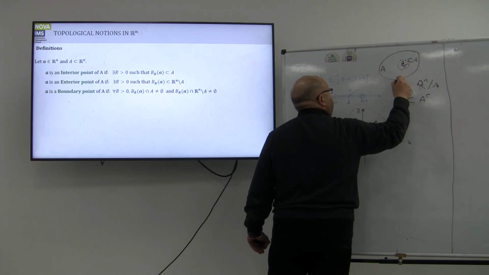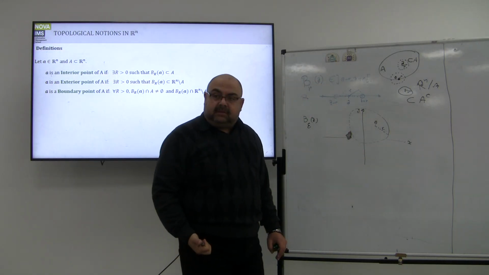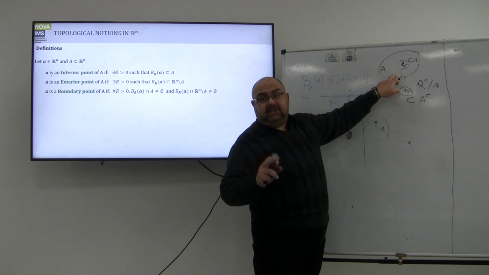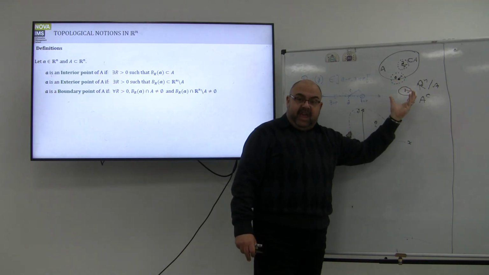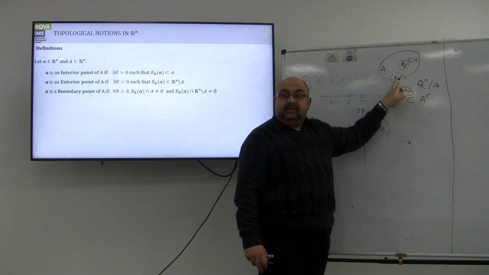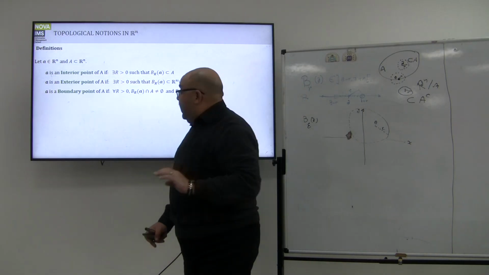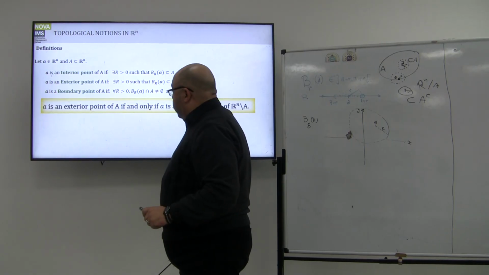Then, what if A is a boundary point? In this case, the circle around A, if you get the intersection between it and the main set, it's not going to be phi. And if you get the intersection between this open ball and the external of A, it's not going to be an empty set, because it will also intersect in this part. In this case, it's going to be a boundary. That's the main definitions of an interior, exterior, and the boundary point.